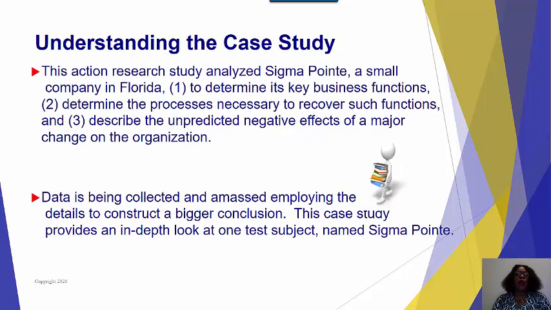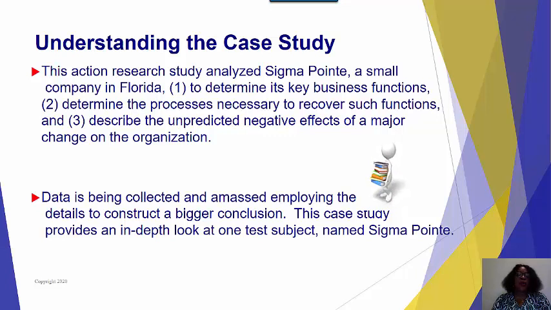Let's take a more narrowed view. This action research study is analyzing Sigma Point, a small company in Florida. There are 3 points: to determine its key business functions, determine the processes necessary to recover such functions, and describe the unprecedented negative effects of a major change on an organization. Now, data is being collected and amassed, employing the details to construct a bigger conclusion.